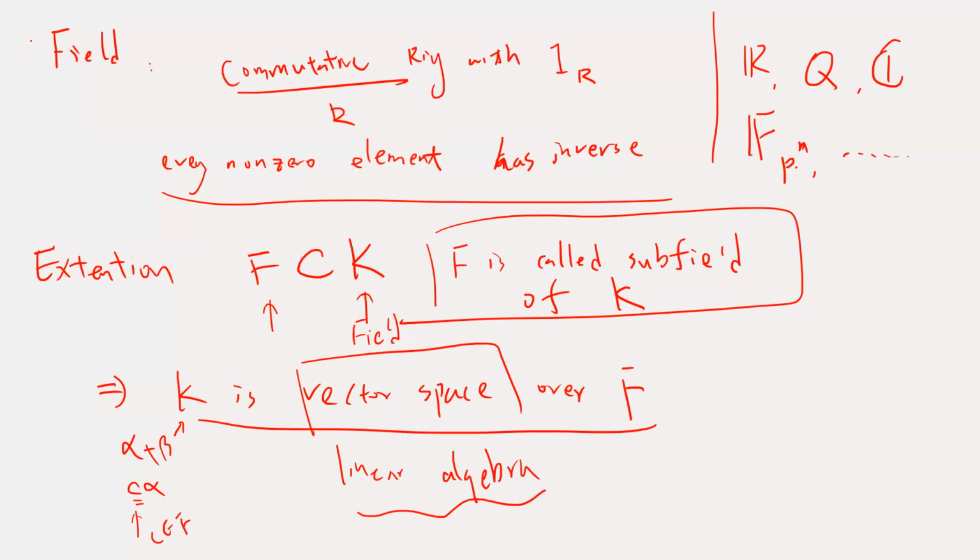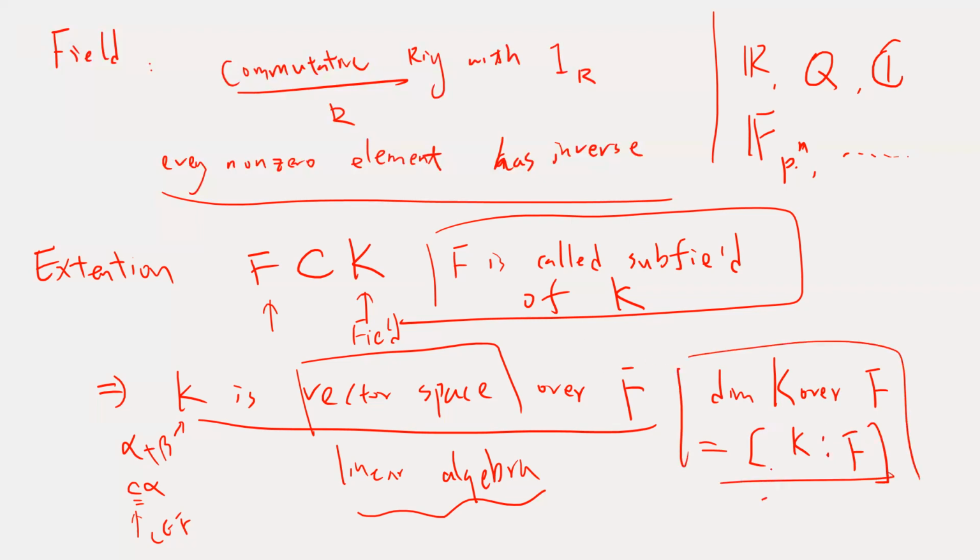The dimension of K over F is what people write as [K:F]. This is the notation. Some people like to write it as K over F, just to say that K is a field extension over F.